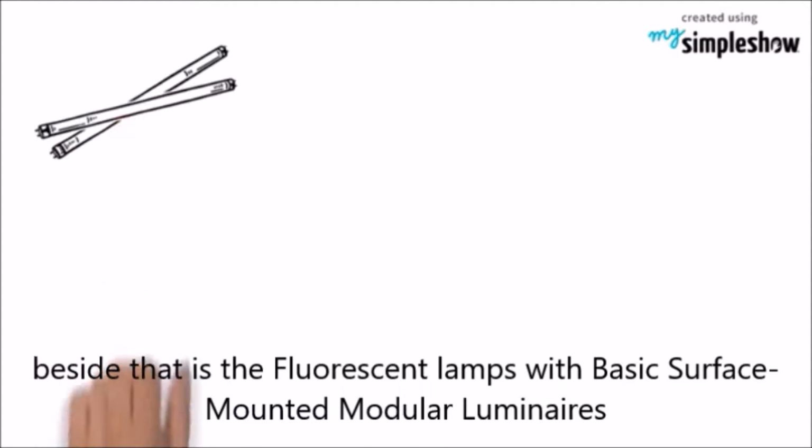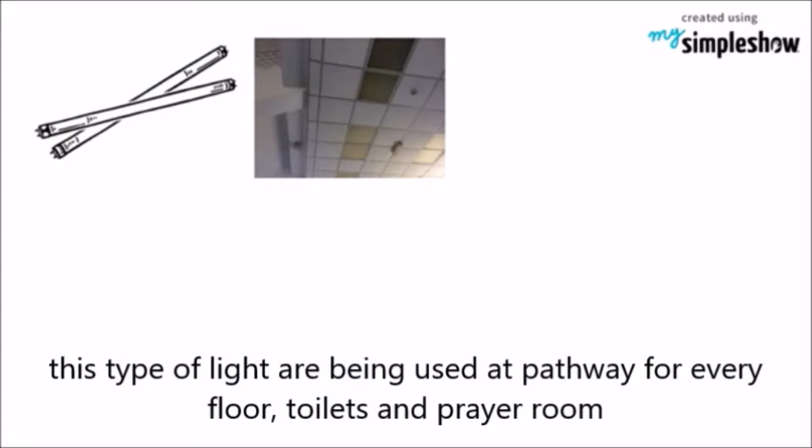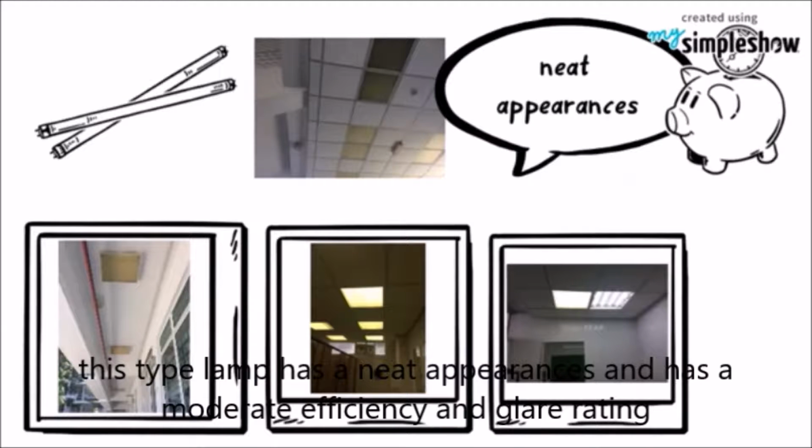Besides that, there are fluorescent lamps with basic surface-mounted modular luminaires. This type of light is used at the pathway on every floor, toilets and prayer room. This type of lamp has a neat appearance and has moderate efficiency and glare rating.